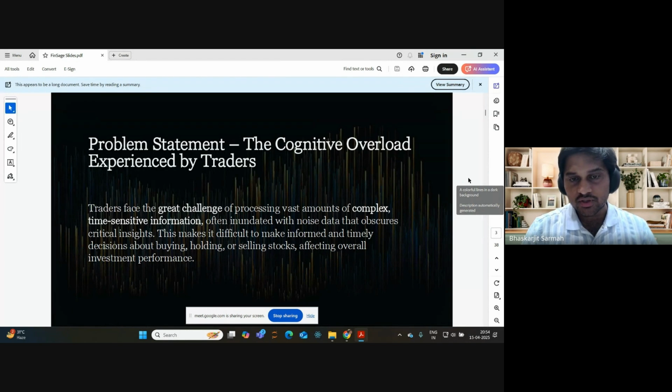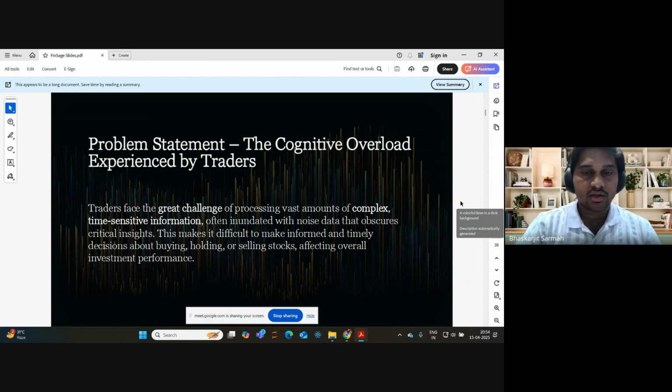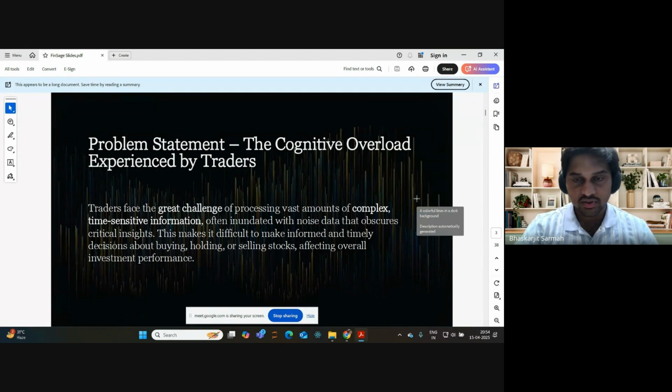So that's what we're trying to automate: the process of information discovery. We are trying to reduce the cognitive overload experienced by traders, where we generate insights at a much faster rate using generative AI. Using this generative AI, we generate those insights so that we can remove the noise from the signals, and then the trader can take a decision based on those signals, or based on insights that we generate from the data coming from different data sources.